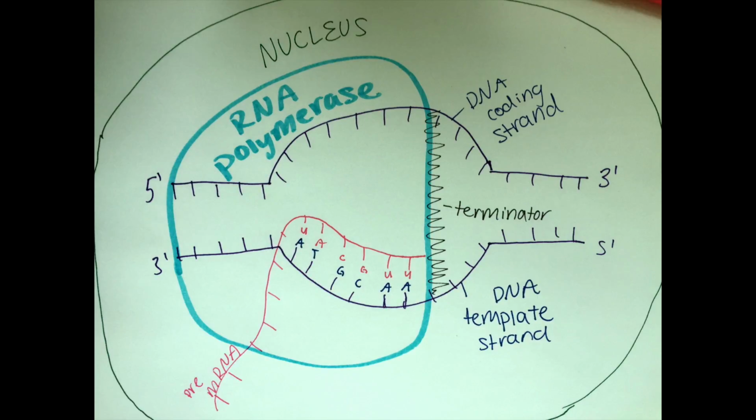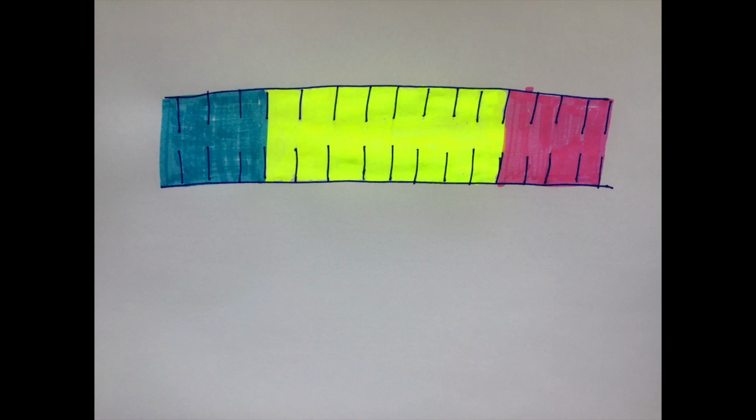RNA polymerase stops creating pre-mRNA at a point called a terminator. It is there that the enzyme stops moving along the strand and the DNA is rewound back into a double helix shape. As a review, the creation of pre-mRNA has three parts.